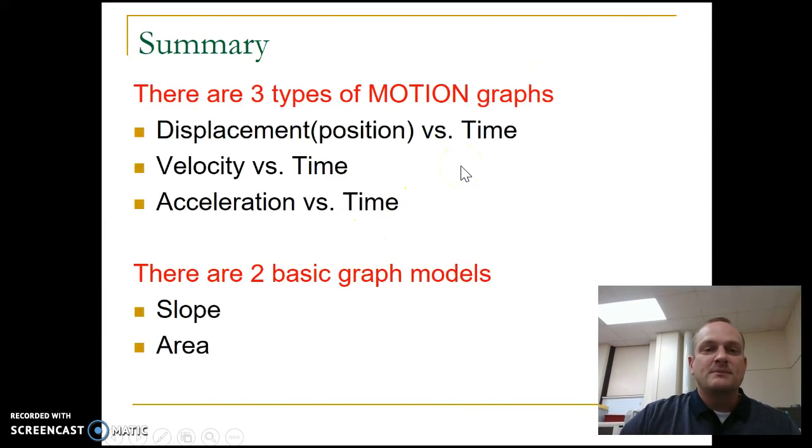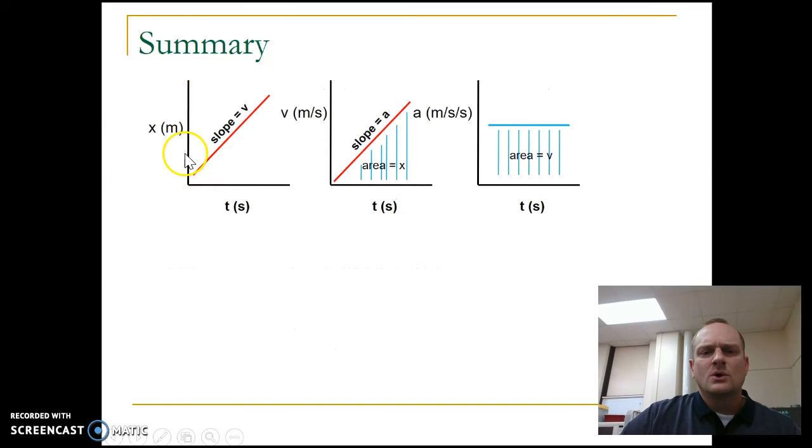So just to summarize, there's going to be 3 types of motion graphs. We have a displacement versus time graph, a velocity versus time graph, and an acceleration versus time graph. Notice that all these graphs have time on the horizontal axis. That's the one down there on the bottom. That's always going to be time. And there's 2 basic graph models we can look at. We can look at the slope, or we can look at the area.